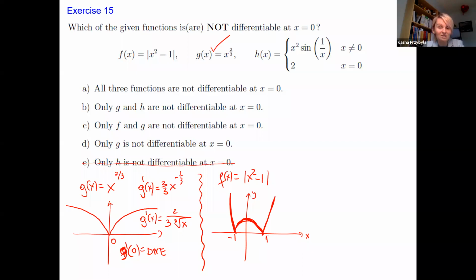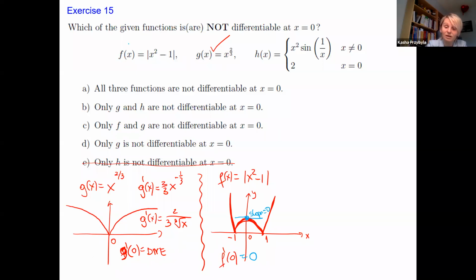Does this function have a derivative at -1 and 1? No, because what? But we're not looking at -1 and 1. What about 0? Does this function have a derivative at 0? Yes. And what is the derivative at 0? Derivative at 0 means slope. It's of course 0. That means the derivative exists.